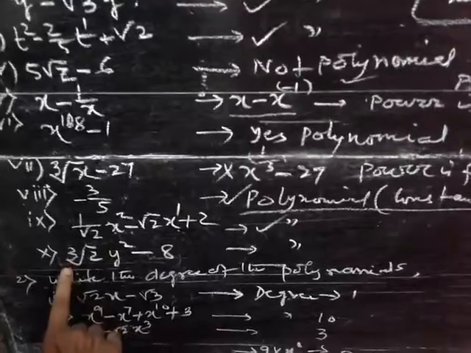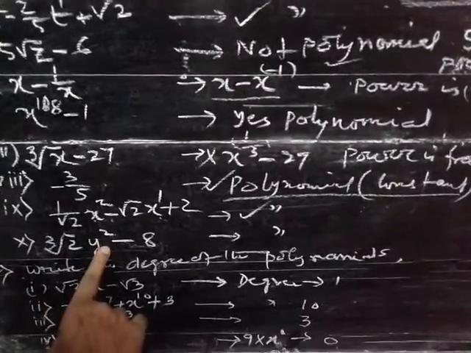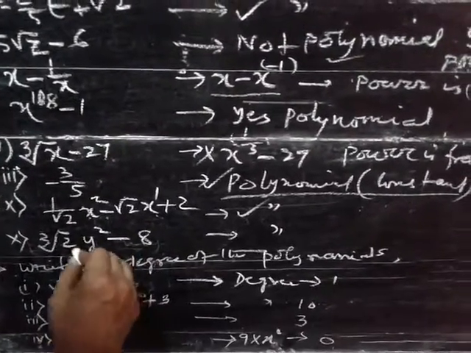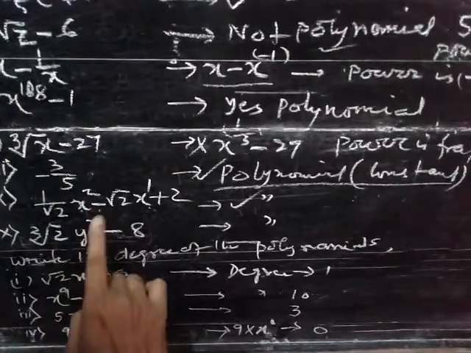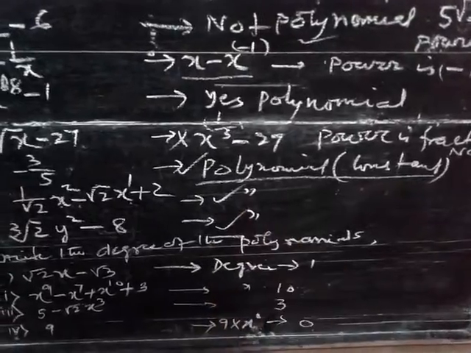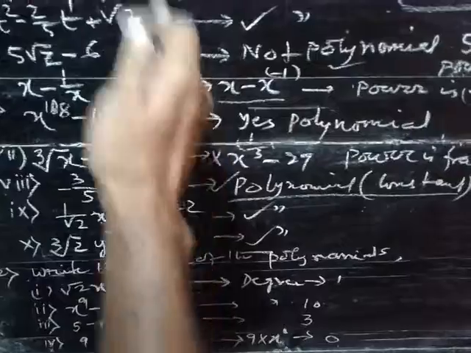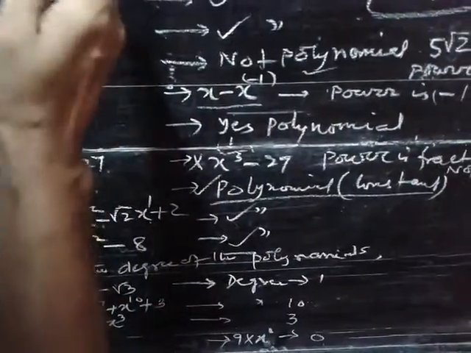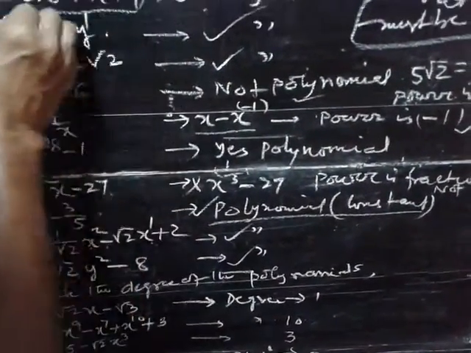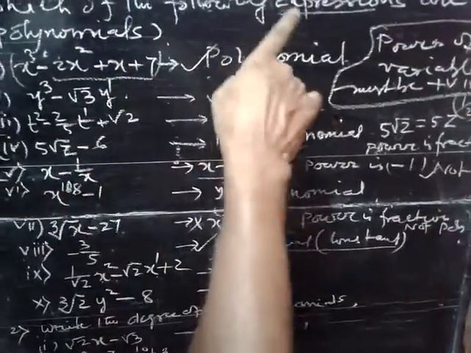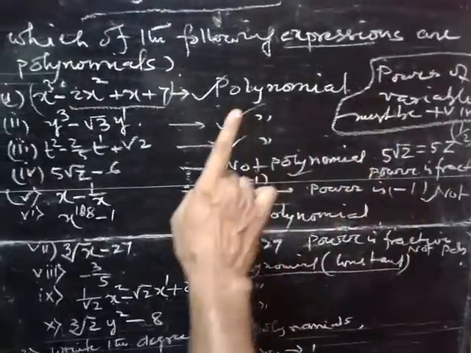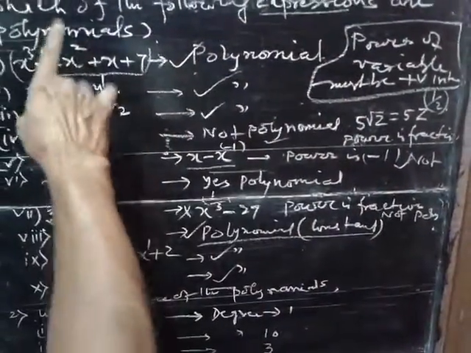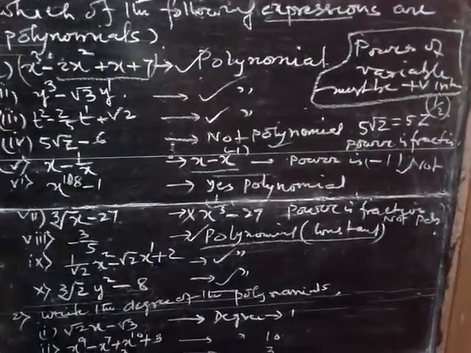This one also, cube root 2 y square minus 8. Here the variable is y square, so its power is the positive integer 2. So this is a polynomial. In this way you can find out for any expression, where the power of the variable in every term must be a positive integer, then only the expression will be a polynomial.